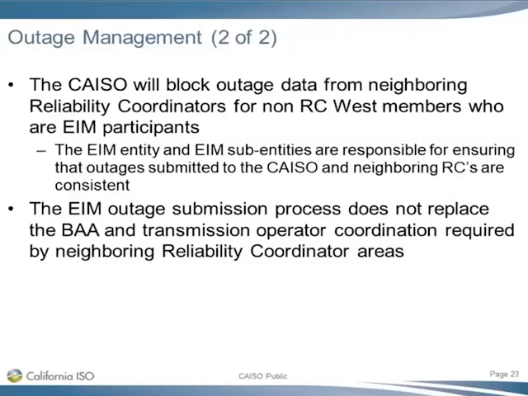With receiving outages from EIM subentities that are not members of RCOS, the CAISO will propose to block outage data from neighboring reliability coordinators for these subentity participants. The EIM entity and the EIM subentities are responsible for ensuring that outages submitted to the CAISO and the neighboring RCs are consistent for reliability purposes. And then the EIM outage submission process does not replace the BAA and transmission operator coordination required by neighboring reliability coordinator areas.